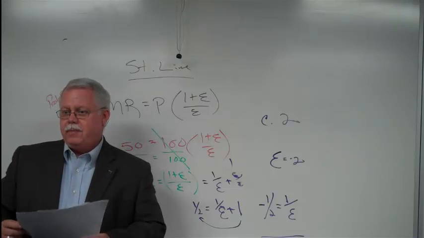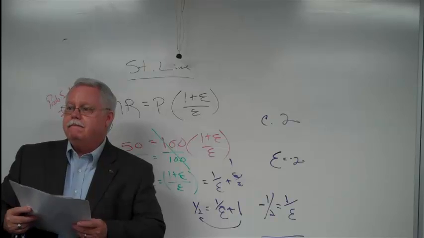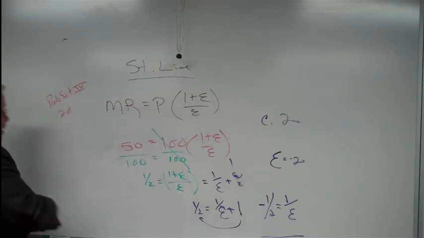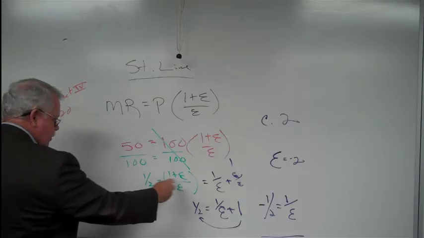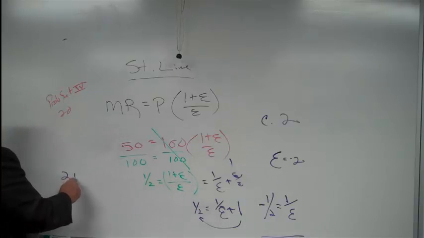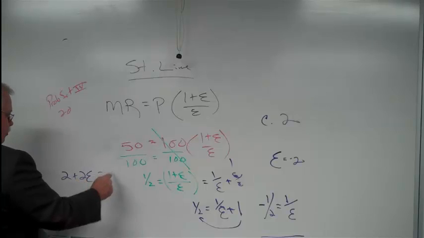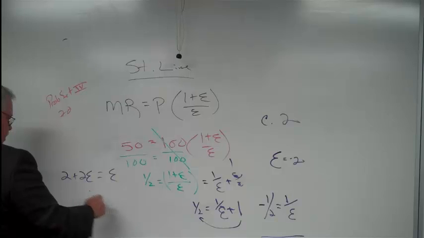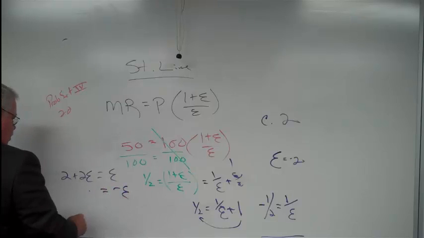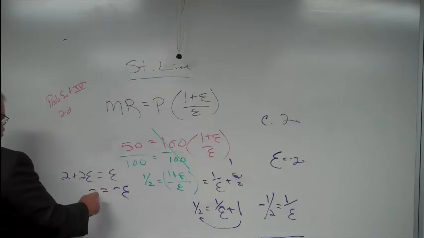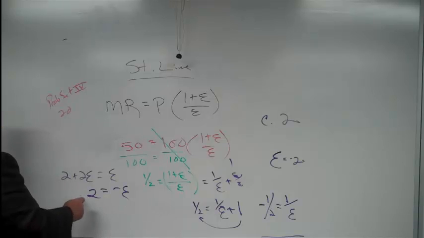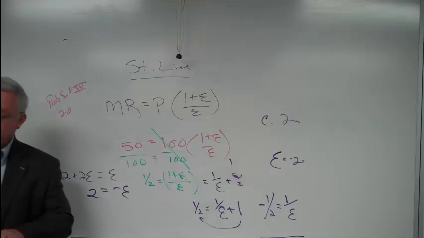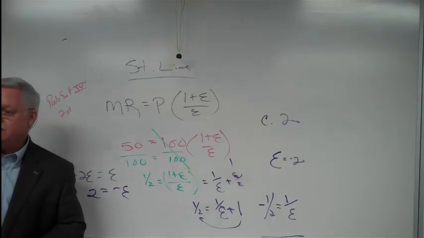Okay? Yes, sir? If you do the cross multiply, you'd be left with E equals 2 plus 2E, right? If I had cross multiplied here, yes. I'd have had 2 plus 2E equals E, right? So then I would have -E equals 2. Or E equals -2, right? So either way you approach it, you still get 2, not 1.